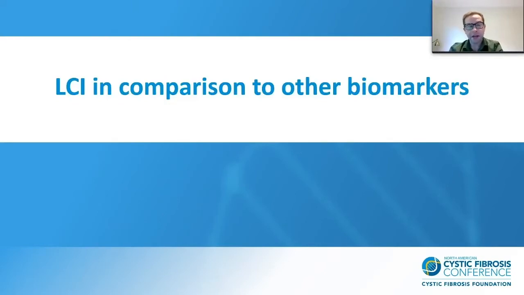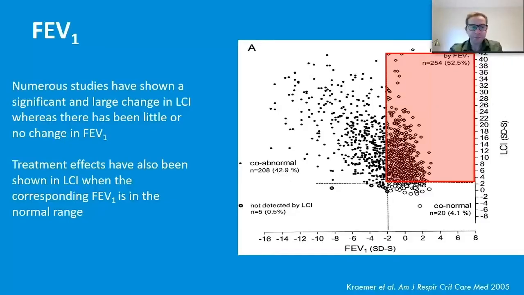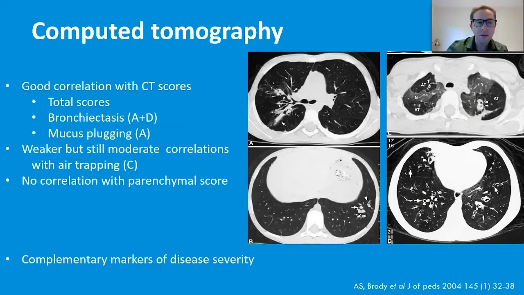So how does LCI, our main outcome, compare to other biomarkers? In comparison to FEV1, we've seen large, significant changes in LCI, whereas there's been little or no change at all in FEV1. And we've also seen those treatment effects happen when FEV1 is within the normal range. If we just relied on FEV1 alone to determine lung health, around 53% of the patients we test will be wrongly classified as normal.